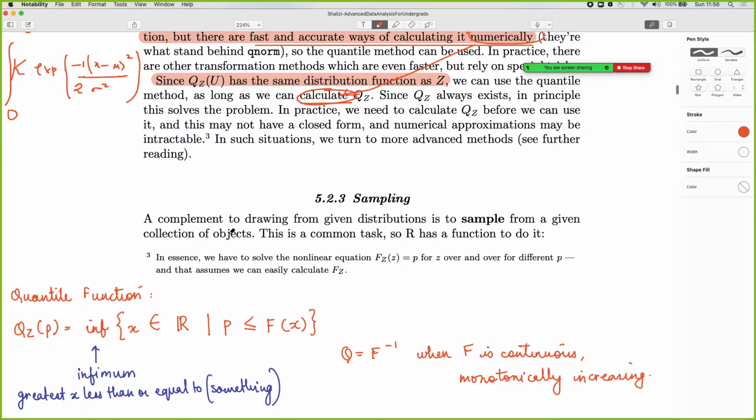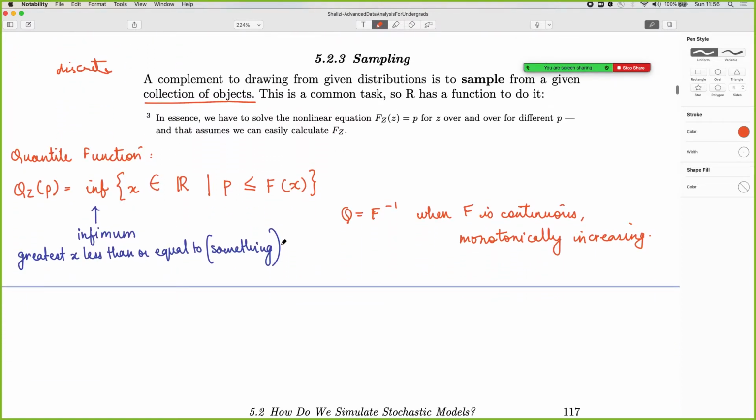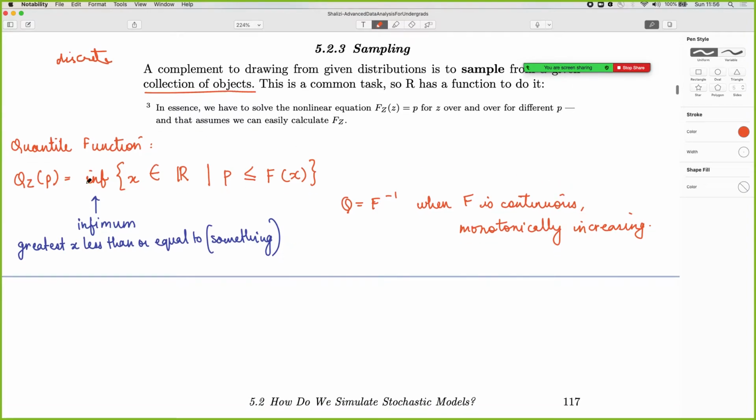Sampling. A complement to drawing from a given distribution is to sample from a given collection of objects. So the discrete version of sampling from a closed set of objects. I don't know why I've written all of this here, but maybe I was trying to explain what a quantile function is without relying on the context. But okay, this is essentially from Wikipedia. But I guess we've already been over it.